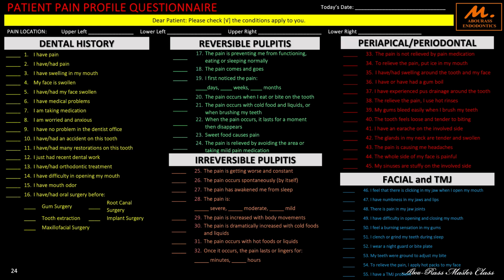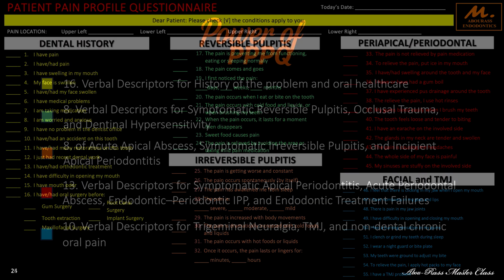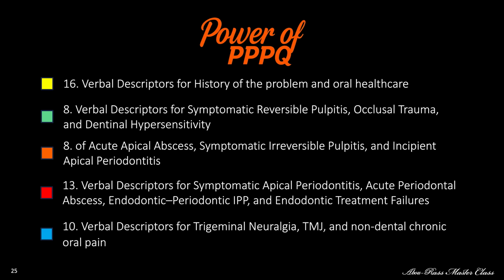So in this presentation, you have the overview of one of the second power. First, the power of operationalism, open and see, and then the power of the PPQ. Here it is. Each one of those gives you an advantage. 16 questions for patient pain history, 8 questions or 8 verbal descriptors.